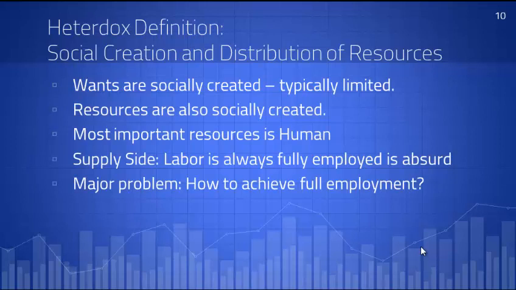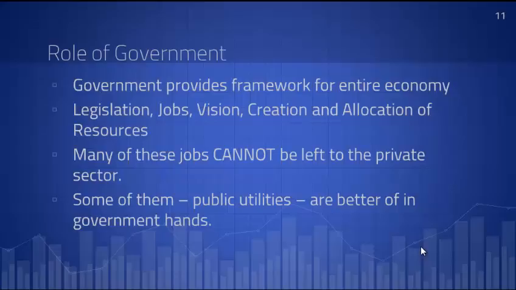Now, the supply siders start with the assumption that labor and all the resources are always fully employed. This is an absurd assumption. It just goes against what we see every day. So in the heterodox theory, the most important problem is how we can achieve full employment, not of all resources, because resources we are going to create, but of human beings, because that is the most important resource. If humans are unemployed, this leads to a large number of problems, one of which is that you're not producing at capacity, so you don't have efficiency in production.